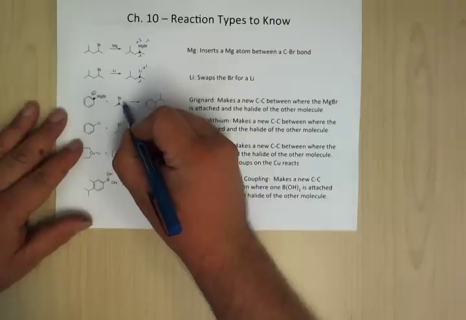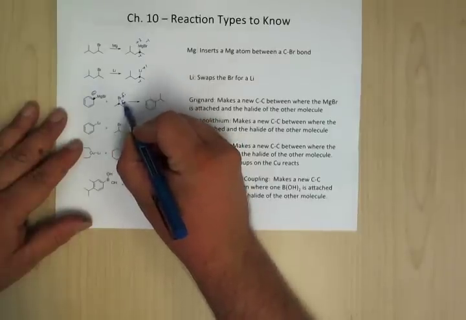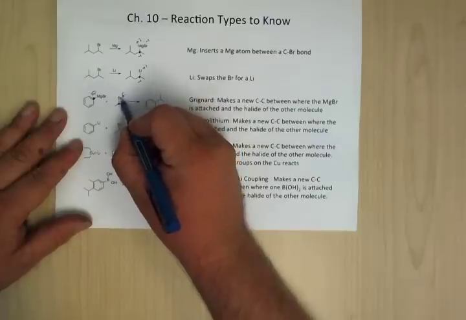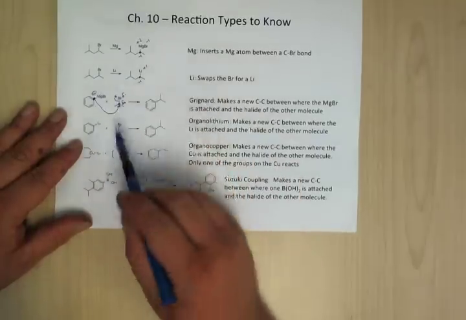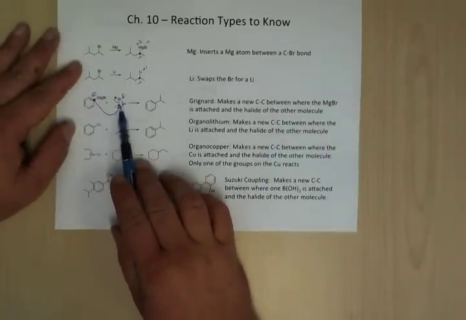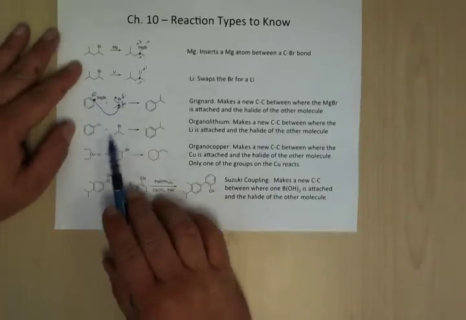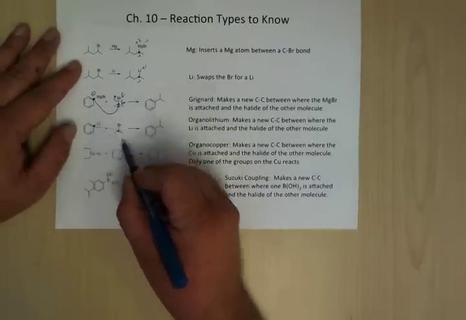Again, you're going to have this carbon here, which has a negative charge. This carbon here is going to have positive character because the bromine's going to have negative character, so you're going to have attack there, which kicks this away. So you're going to make a new bond between where the magnesium is attached and where this bromine was attached. Same thing here, you're going to make a new bond between here and here.